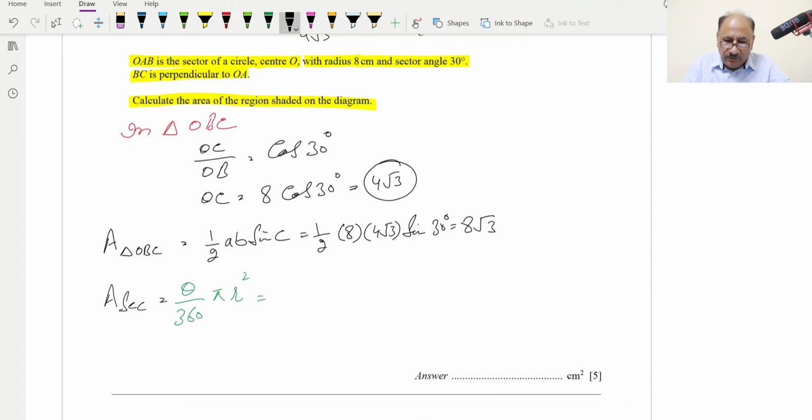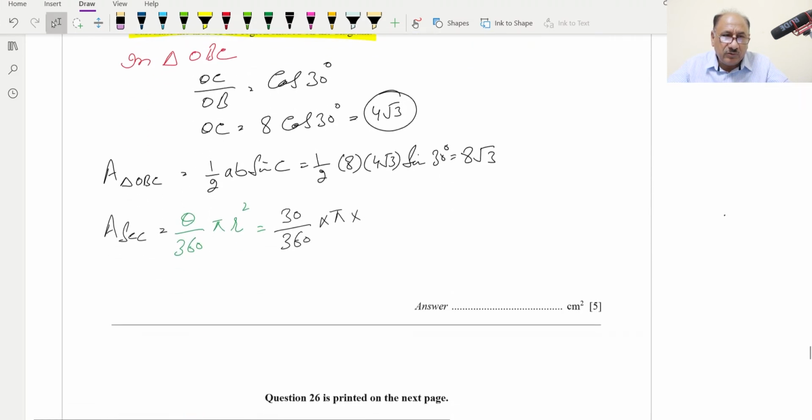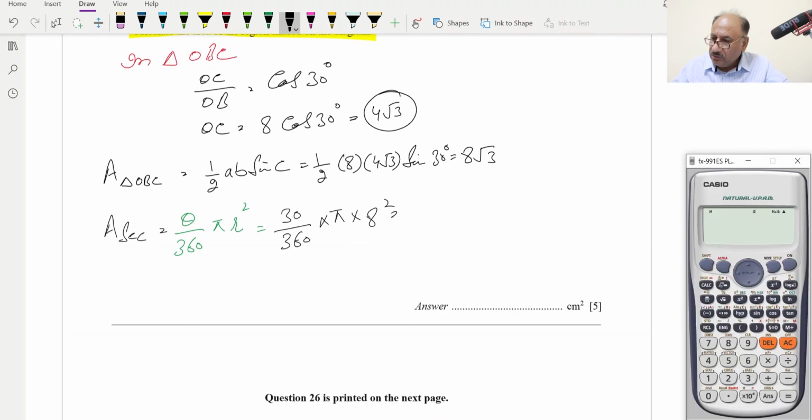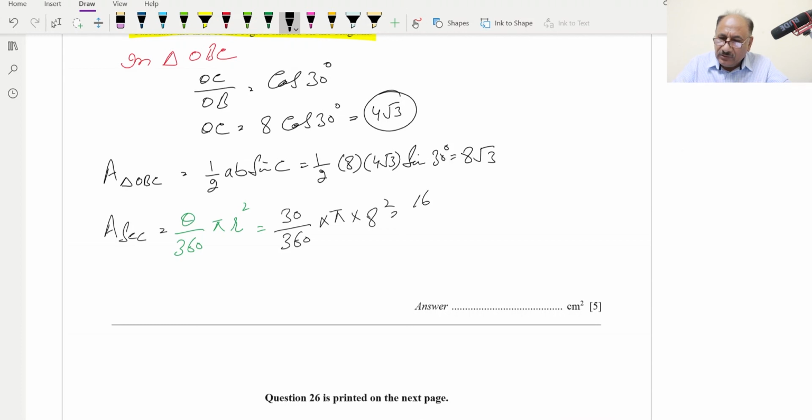And we can replace the values. Theta is 30 degree, 30 over 360 into pi, and r is radius, which is 8, so we can take 8 squared, and we can simplify this one. 30 over 360, multiplied by pi, multiplied by 8 squared, and this is equal to 16 over 3 pi. 16 over 3 pi, this will be area of the sector.